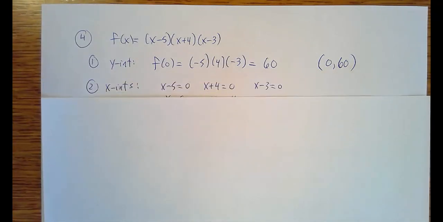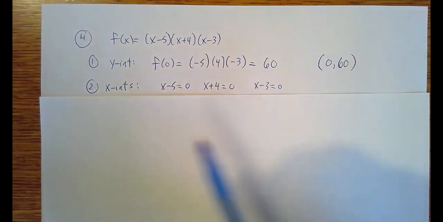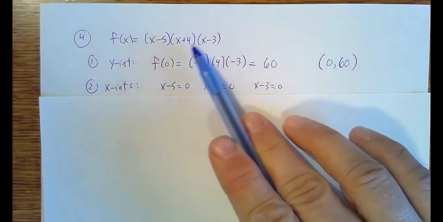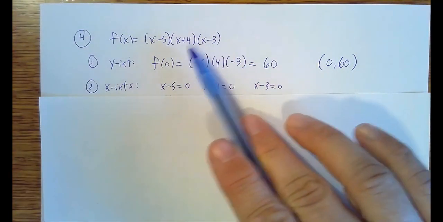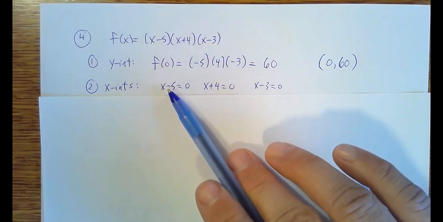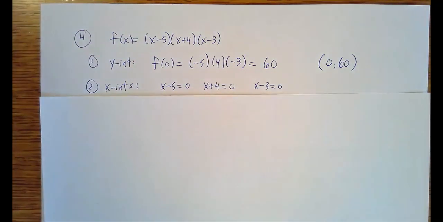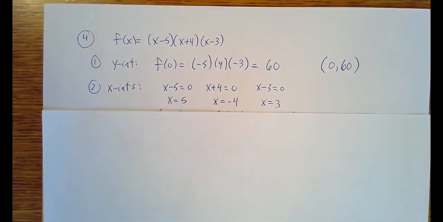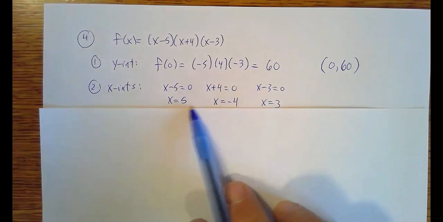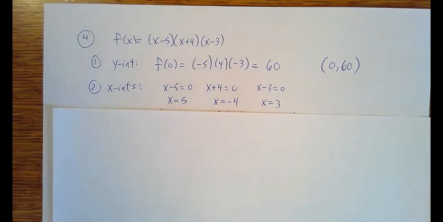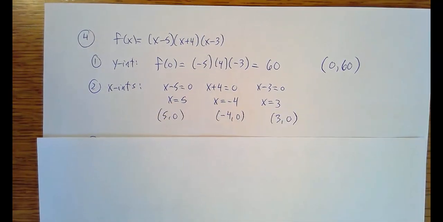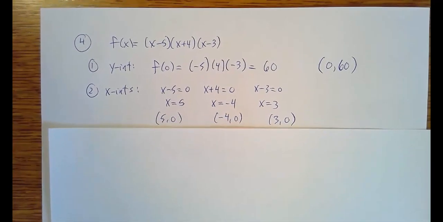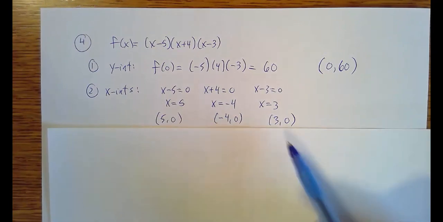Now for our second part, we have to find the x-intercepts. To find the x-intercepts, you set this function equal to 0, and when we do that, then we can in turn set each factor equal to 0 and solve for our x-intercepts. And so we get 3 x-intercepts at 5, -4, and 3. And again, we have to write these as points. So we would enter our answers as (5, 0), (-4, 0), and (3, 0).